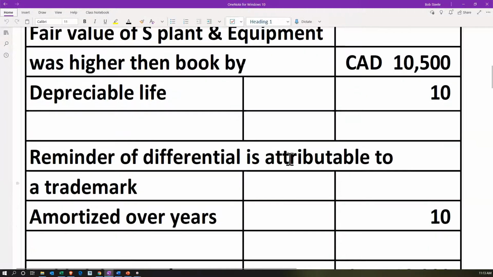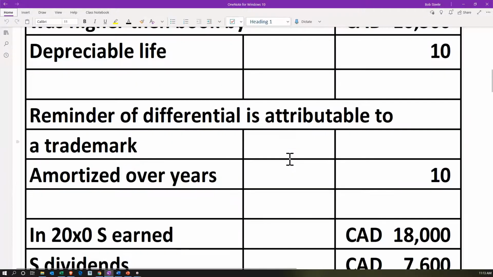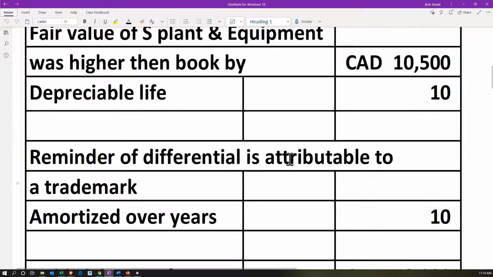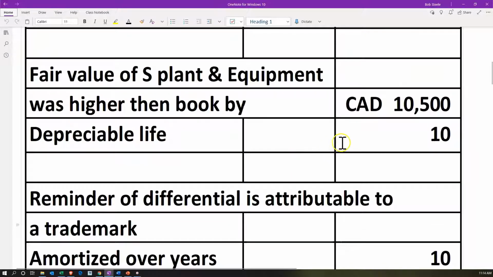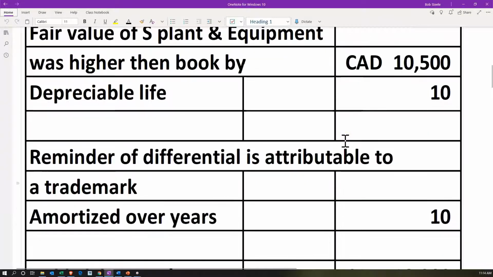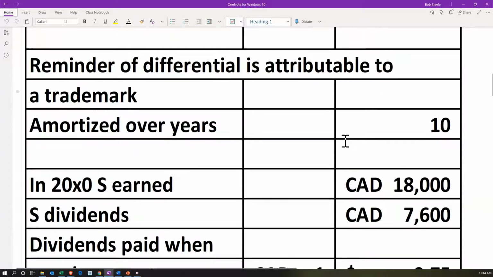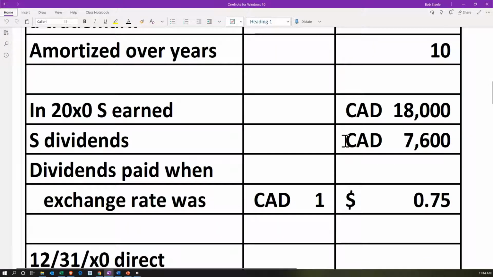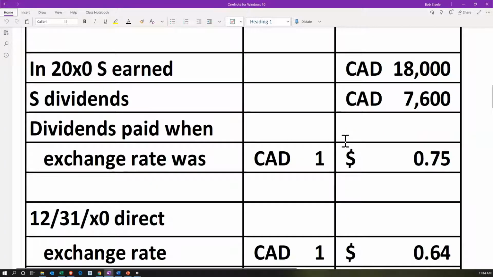Fair value of the subsidiary plant and equipment was higher than book value by 10,500 Canadian dollars. Depreciable life is 10 years, so we're going to have to depreciate that increase in value over the 10-year time period. The remainder of the differential is attributable to trademark. So we will calculate the differential, then apply some of that differential to this 10,500 for the property, plant, and equipment, the remainder going to the trademark.